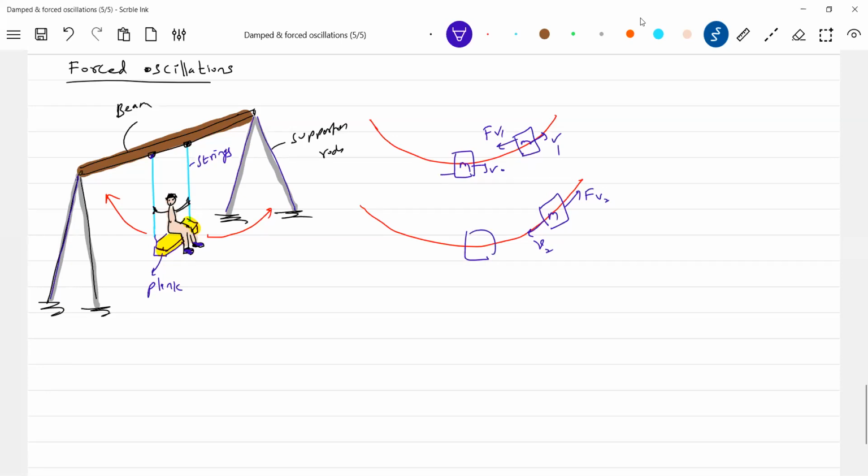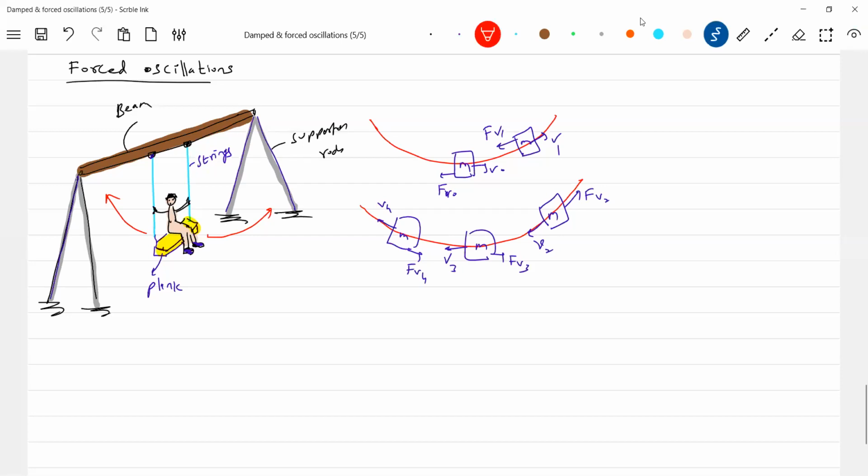So again here, FV naught. Here it will have less velocity, FV3. Again, the swing goes here, V4. Tell me how the viscous drag will always act opposite to the velocity of that particular plank and kid, that swing. So because of the viscous drag, it will oscillate and finally come to rest.